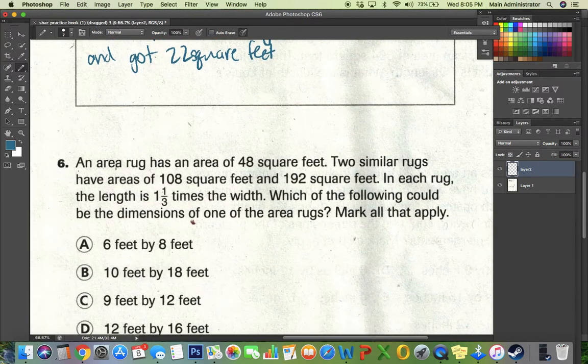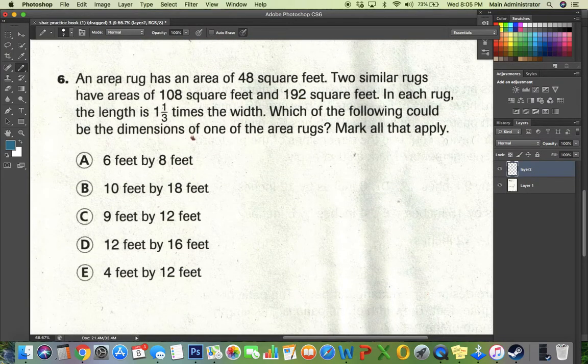Let's take a look at 6. An area rug has an area of 48 square feet. 2 similar rugs have an area of 108 square feet and 192 square feet. In each rug, the length is 1 1/3 times the width. Which of the following could be the dimensions of one of the area rugs? Mark all that apply. Okay, this right here is the key thing.